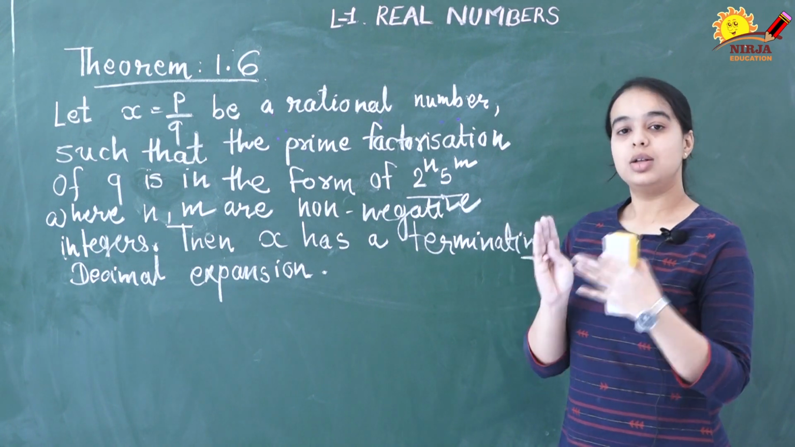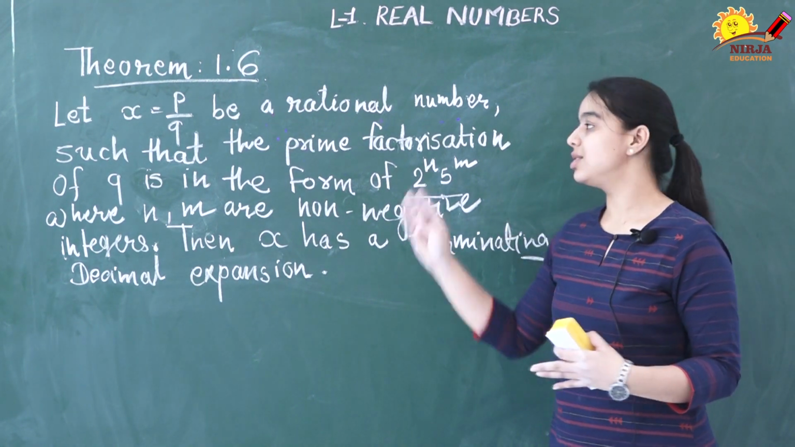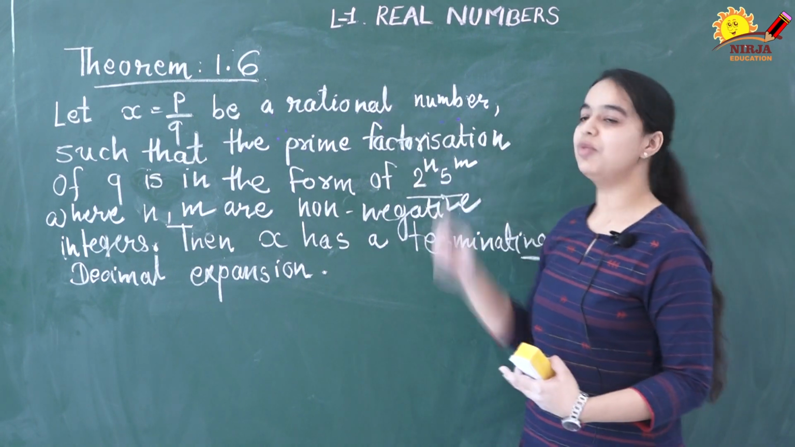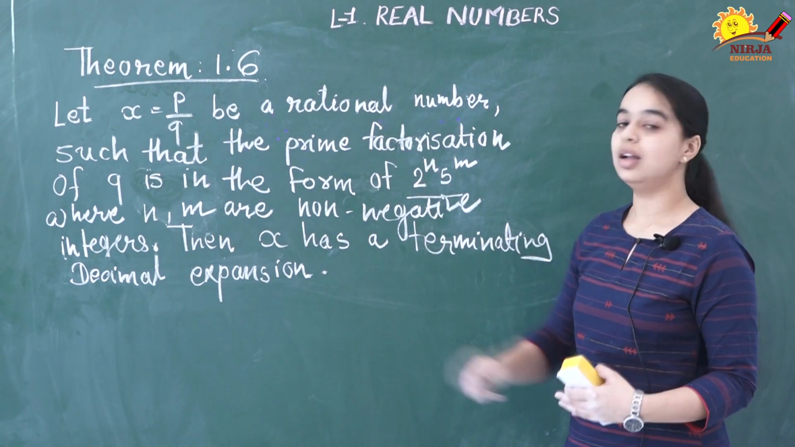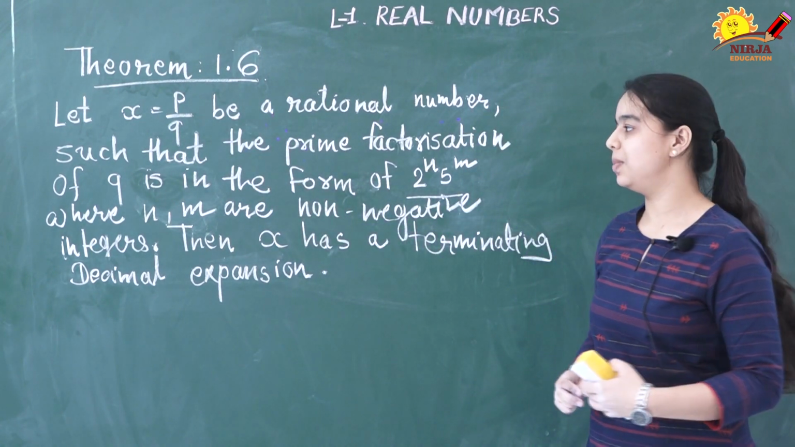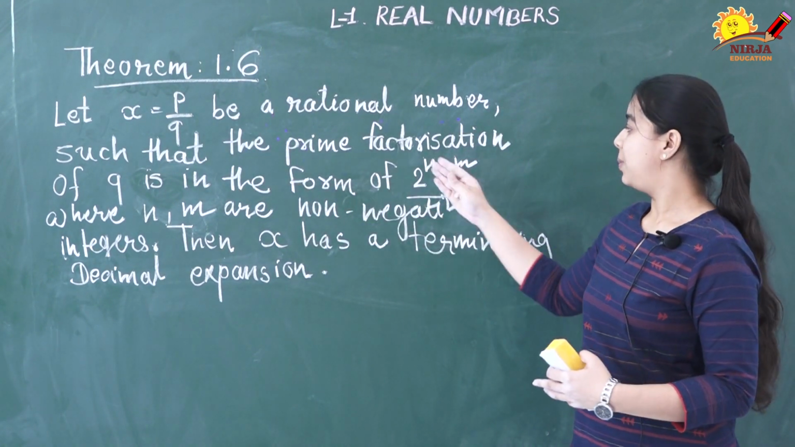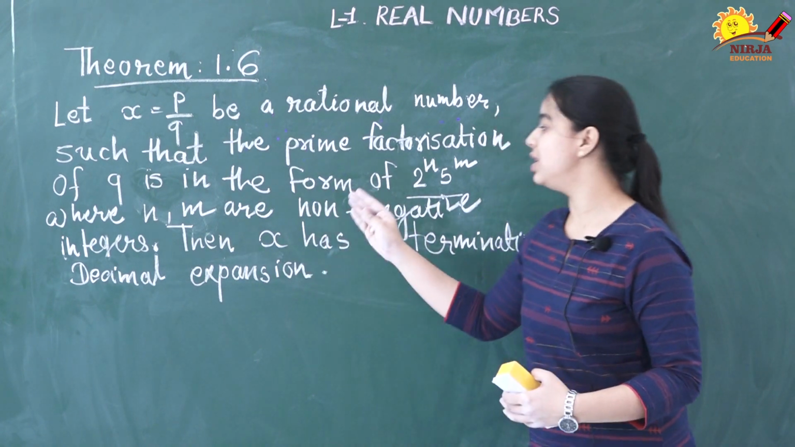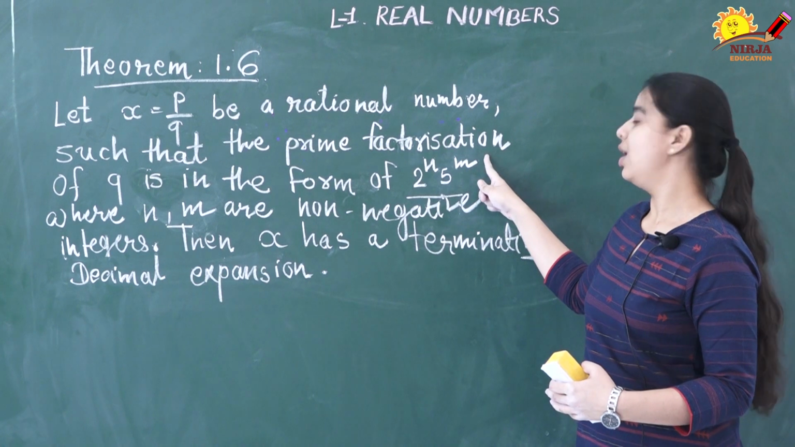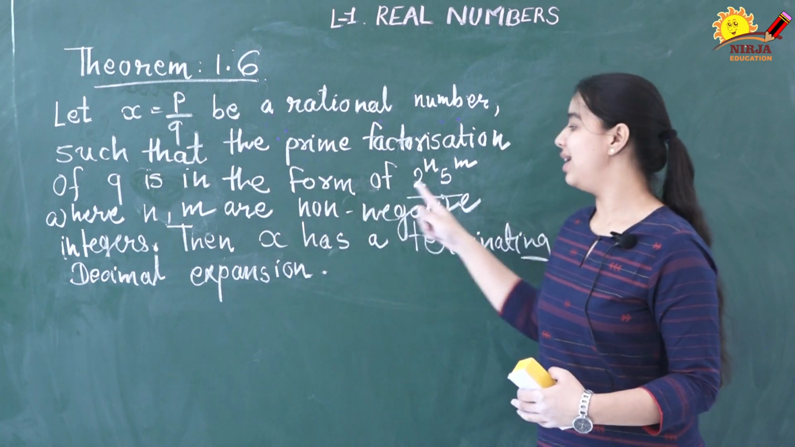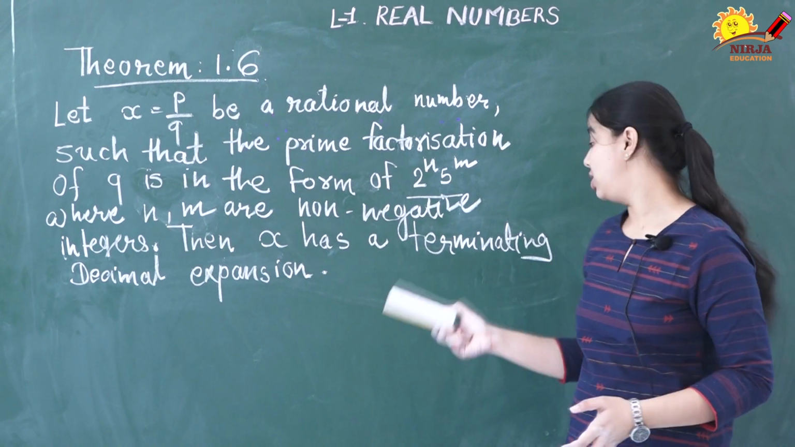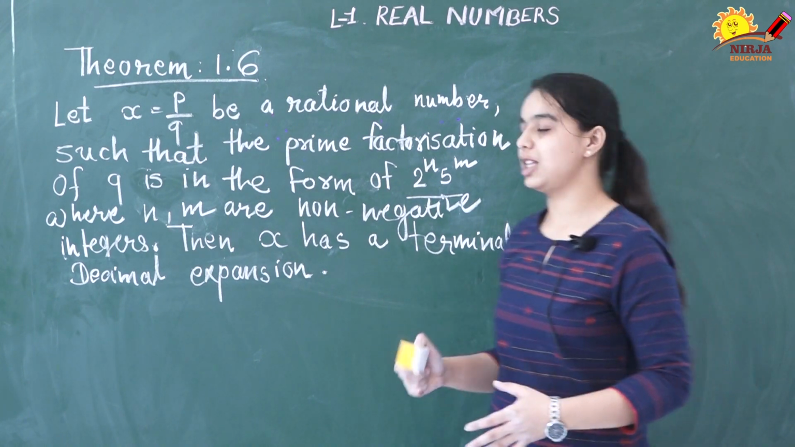So now you are able to write this theorem on the basis of example only. So your theorem 1.6 states that let x = p/q be any rational number such that the prime factorization of q is in the form of 2 raised to n, 5 raised to m, where n and m are non-negative integers, then x has a terminating decimal expansion.